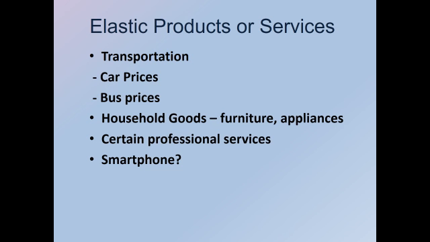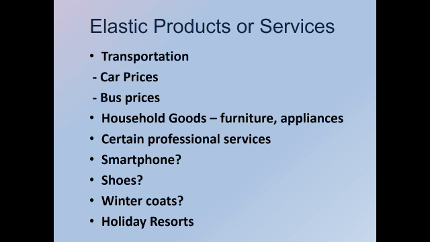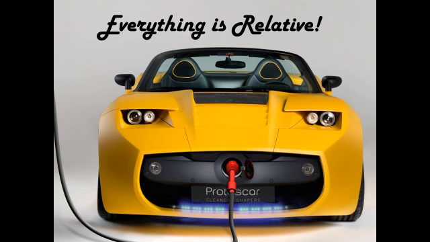Smartphones are going up in price. Are you still going to buy a smartphone if it goes up to $1,000? What about $1,500? $2,000? Shoes, winter coats, holiday resorts. If your holiday goes up 50%, would you still go on vacation, or would you find a different alternative? Of course, everything is relative to you. Your demands and your needs fluctuate or change when it comes to elasticity of demand.